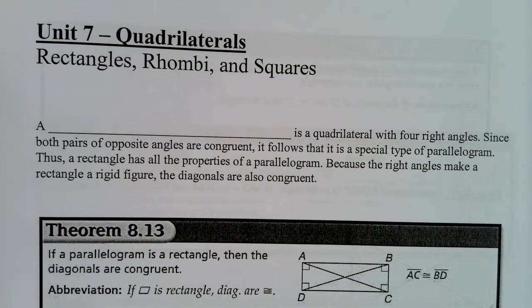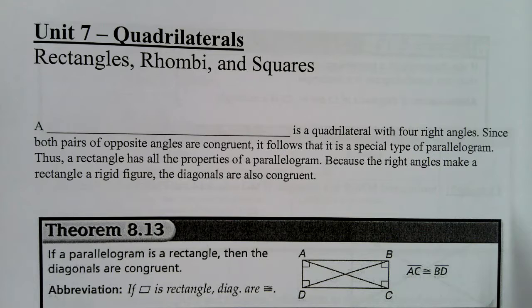All right, this is the next lesson in geometry. It's called rectangles, rhombi, and squares. The unit overall is called quadrilaterals, which is a four-sided polygon. And we already talked about parallelograms, which is a special kind of quadrilateral. Now we're going to talk about special kinds of parallelograms. And there's three of them.